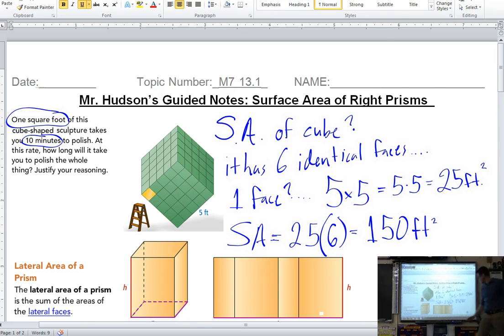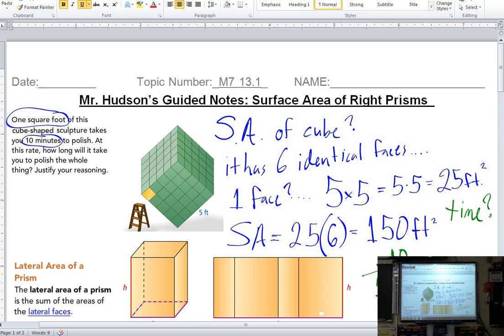Now, if it takes you 10 minutes to polish 1 square foot, so to figure out our time, what would we need to do? You would multiply 150 by 10. Each square foot to polish is 10 minutes. So that will take us 1,500 minutes.